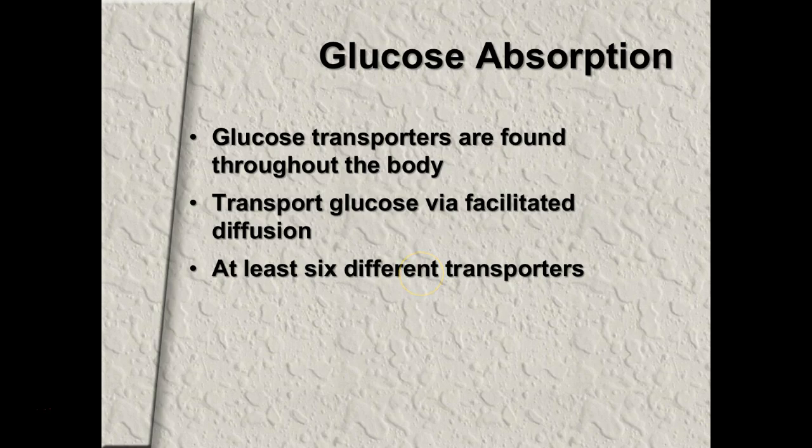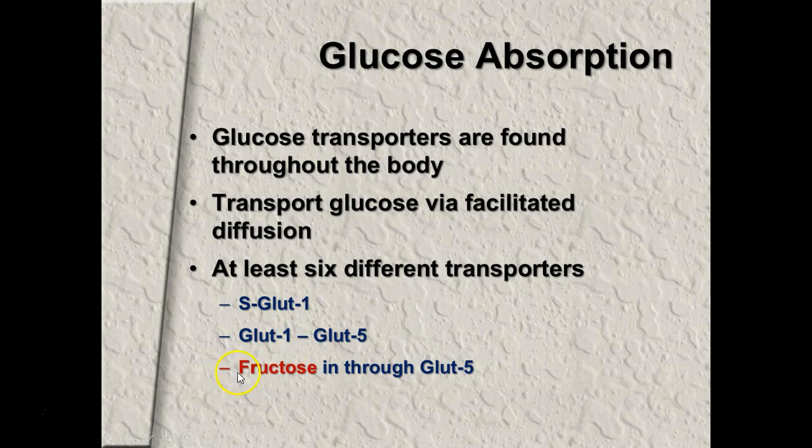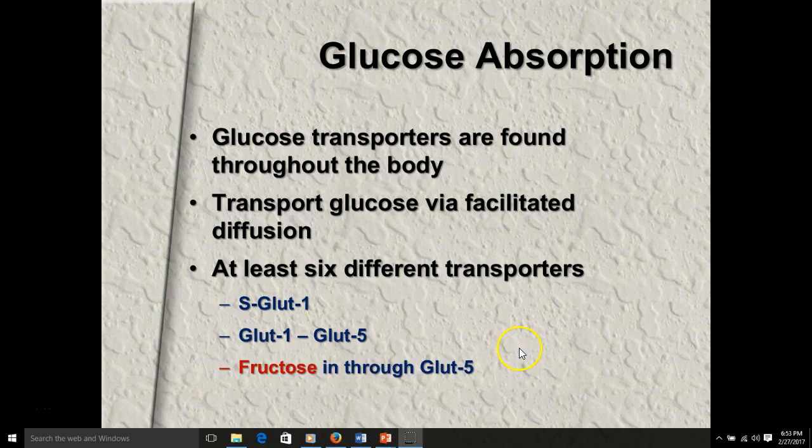So there are actually at least 6 different transporters. There's the SGLT1, which is not a facilitated diffusion transporter. We already learned about it. It's the secondary active transporter of glucose and sodium. But then there's GLUT1 through GLUT5, GLUT standing for glucose transporter, and then they've numbered them 1 through 5. Fructose, which is very similar in structure, certainly in chemical formula, to glucose, is going to be transported in through GLUT5 into certain cells.